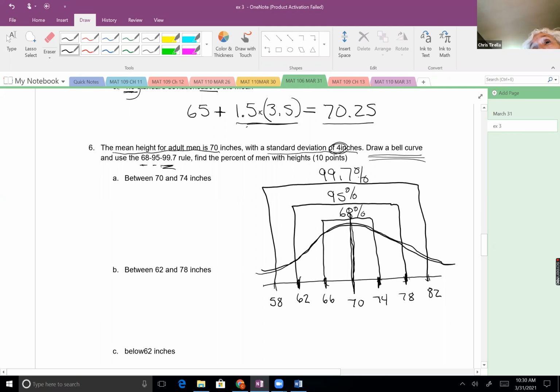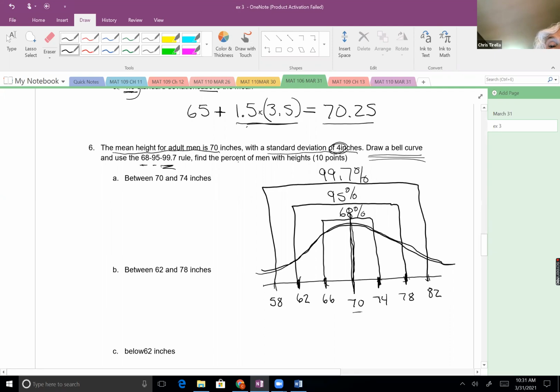The top part of that picture will always be the same. The only thing that changes are these numbers that I label on the bottom. And the middle number should always be your mean. And when I go to the right and go to the left, I should always be adding or subtracting my standard deviation. Now that we've got the picture drawn, we're going to use it to answer the questions asked.